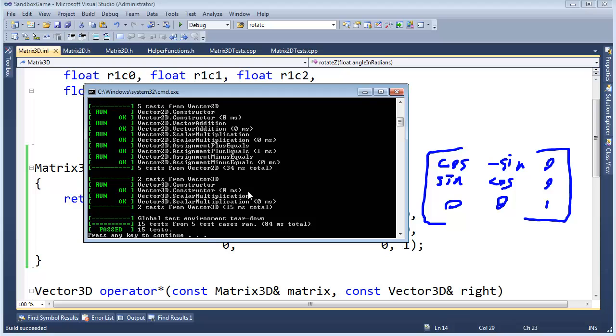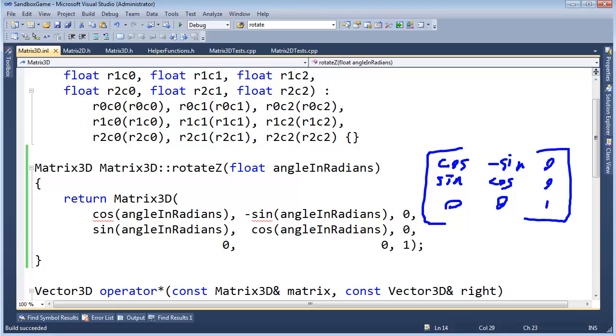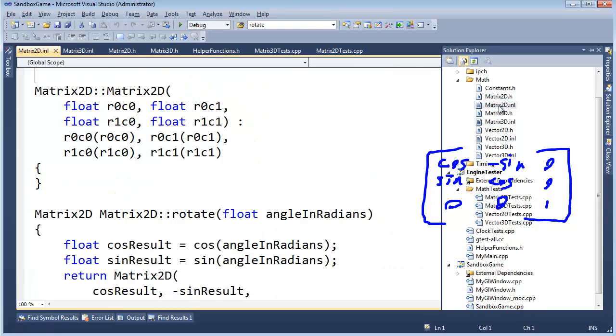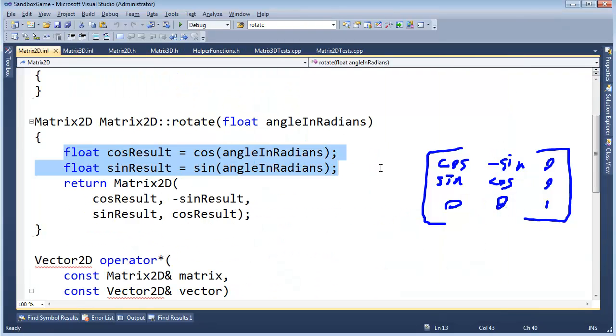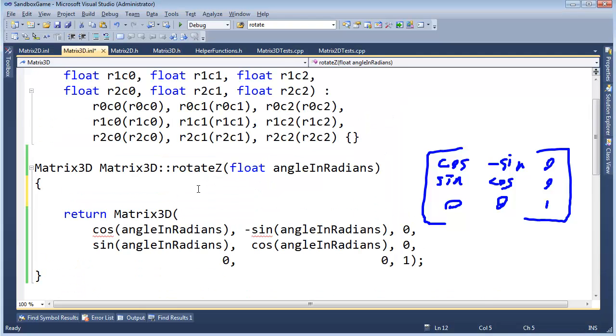I'm feeling good. Good time to commit. Don't you think so? So I'm going to pause the video and commit. Okay, and then hopefully you were choking on your lunch when you saw me do this again. Do you remember the trick we used over in Matrix3D when we wrote the rotate there? I don't want to call cosine and sine more than I have to, so I'm going to make some temporaries, store them in there, and then use our temporaries.